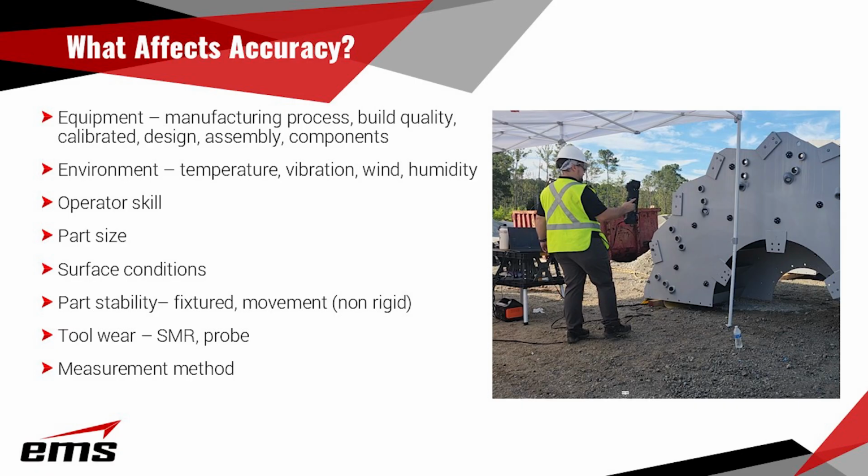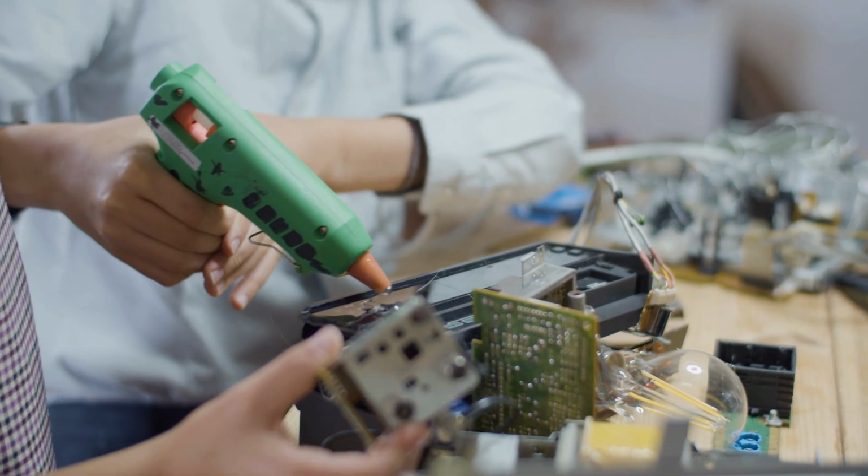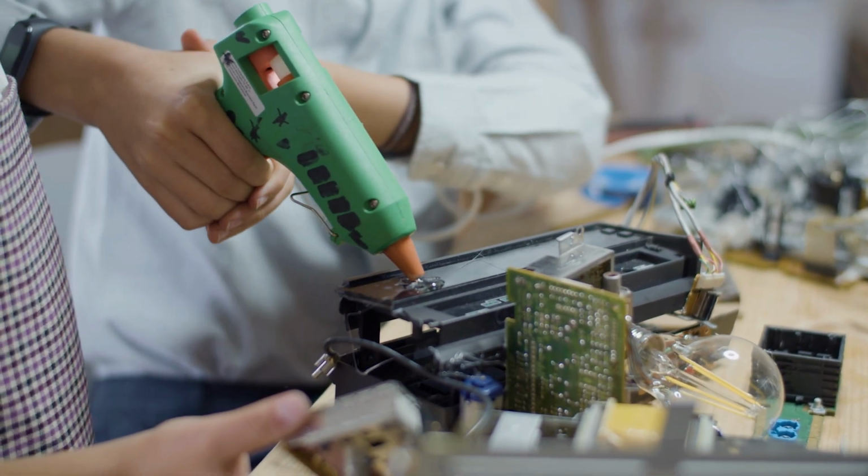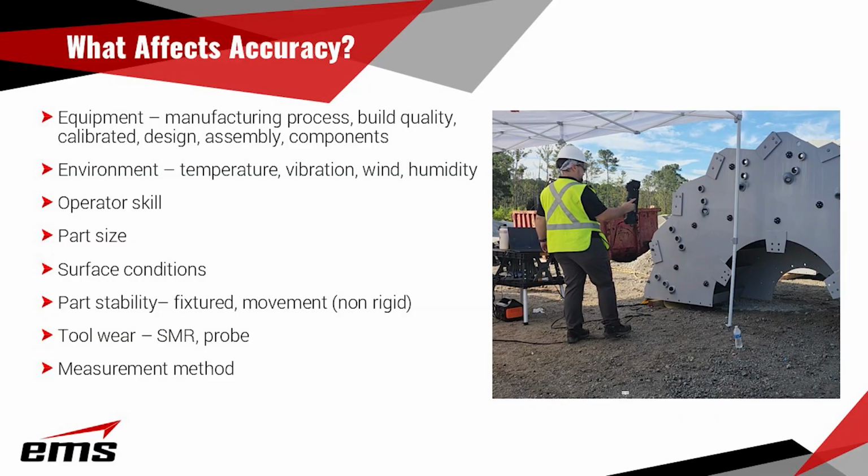All right, let's talk a little bit about what affects accuracy, because you can have the most accurate system in the world, but there are things that are going to affect it. So starting out, certainly the equipment itself, right? How accurate is it to begin with? Now we'll get into how that's all defined here in a bit, but when you buy a piece of equipment, how is it manufactured? What is the build quality like? How was it calibrated? How is it designed? How is it assembled? The components themselves all play into the accuracy. If it's not manufactured well and it's poor build quality, you're probably not going to have good accuracy to begin with.